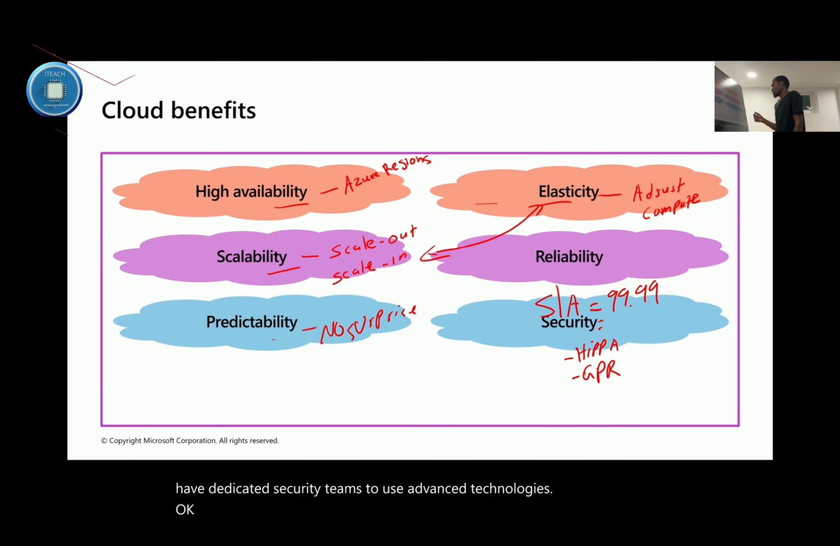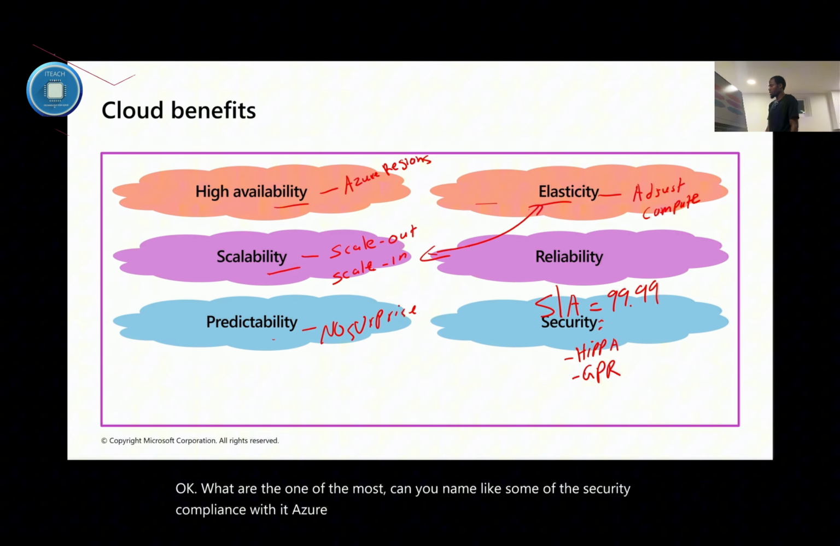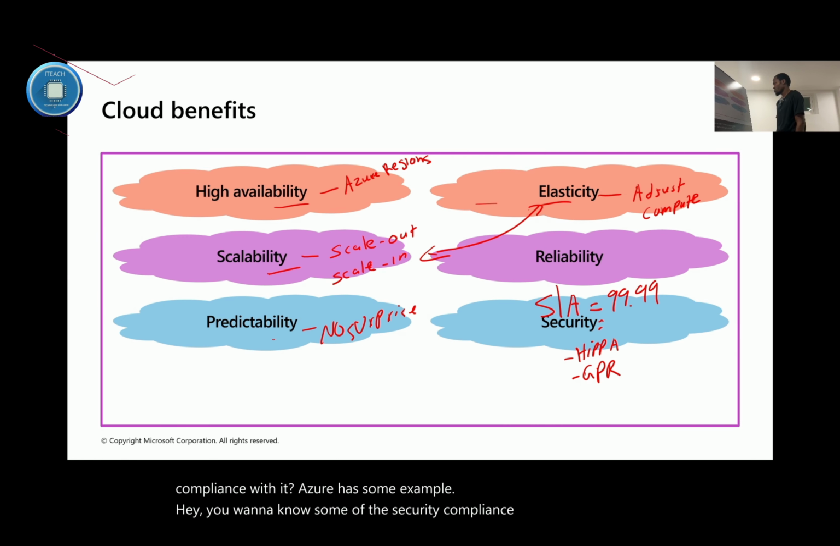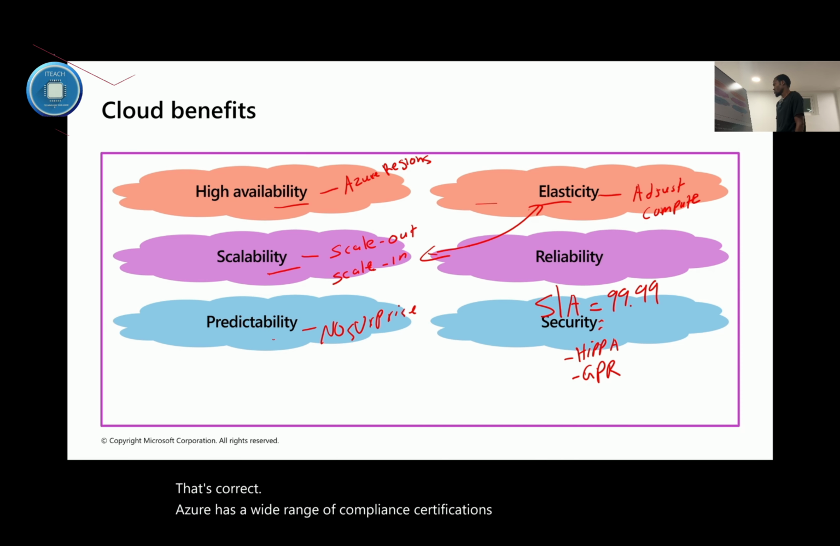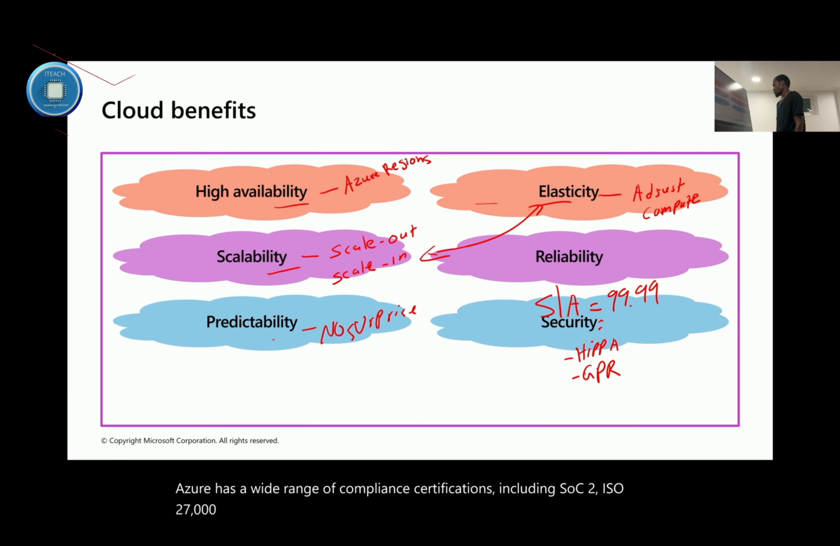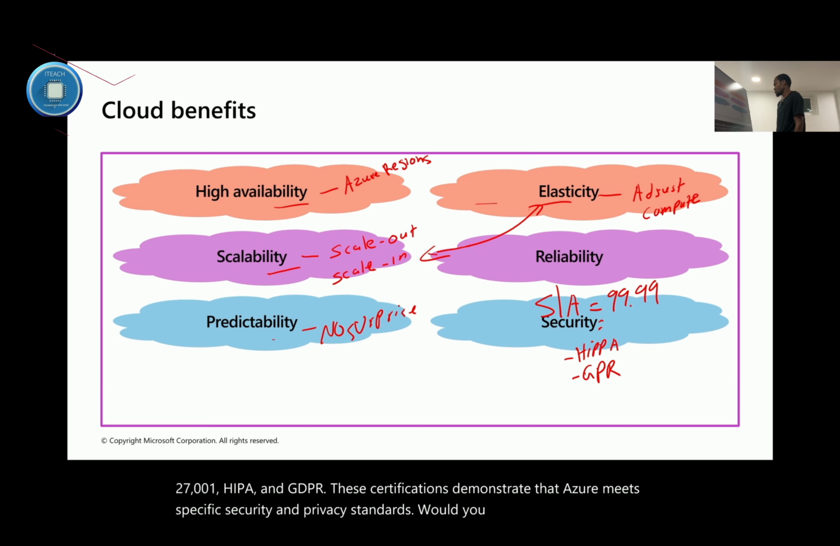Can you name some of the security compliance certifications Azure has, as an example? You want to know some of the security compliance certifications that Azure has as an example, is that correct? That's correct. Azure has a wide range of compliance certifications, including SOC 2, ISO 27001, HIPAA, and GDPR. These certifications demonstrate that Azure meets specific security and privacy standards. Would you like me to explain any of these further?